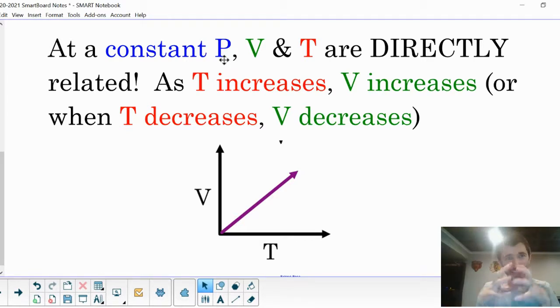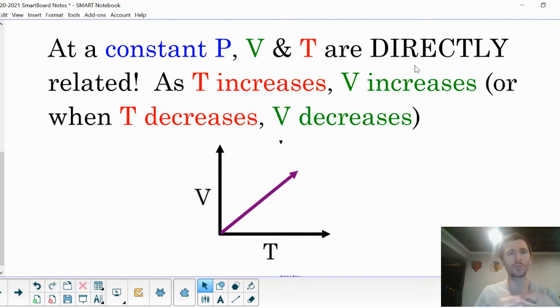Charles's law states that when there's constant pressure, and I usually deal with containers that can expand pretty easily, things like car tires, balloons, bags of chips, volume and temperature are directly related. Direct means that they kind of follow each other. It's like a shadow relationship.